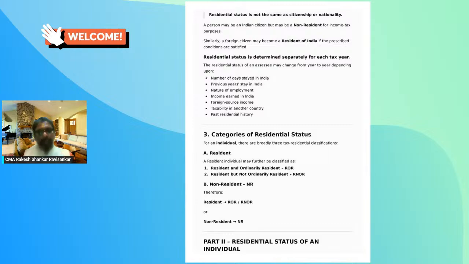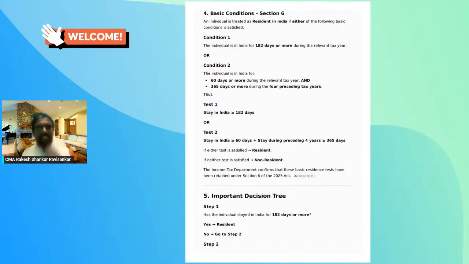Now, for an individual, what are the categories of residential status? A resident individual may be further classified as an ordinary resident or a not ordinary resident, or he can be a non-resident. So there are only two options: either a resident or a non-resident. If you are a resident, we need to check whether you are an ordinary resident, or a resident but not ordinary resident. To test this residential status, we have certain basic tests and special tests to be applied.